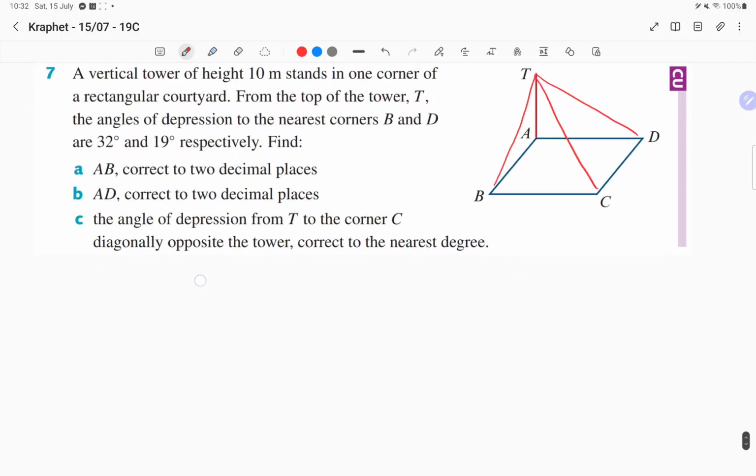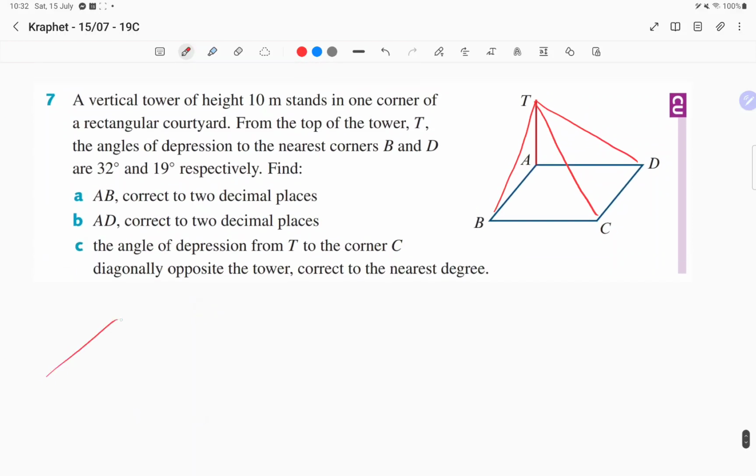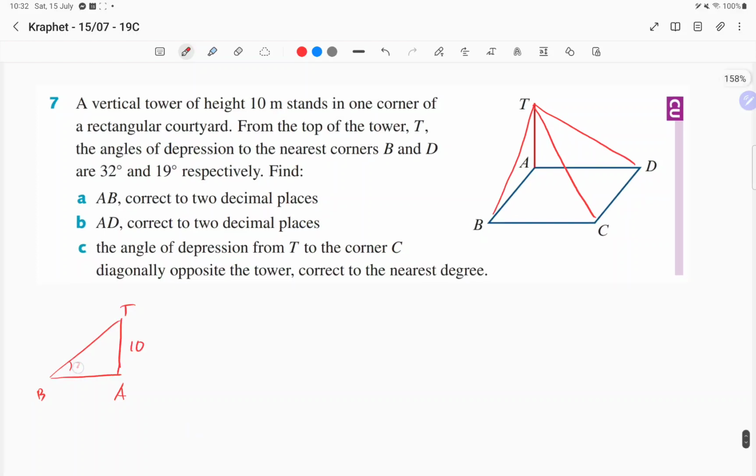Okay, now let's draw out everything that we know, but in the form of right angled triangles, so we can solve them. A, B, T, the height is 10. A rectangular courtyard. From the top of the tower T, the angle of depression to the nearest corner B and D is 32 and 19. So that's 32. And then if I were to redraw it, T, A, and then this is B.